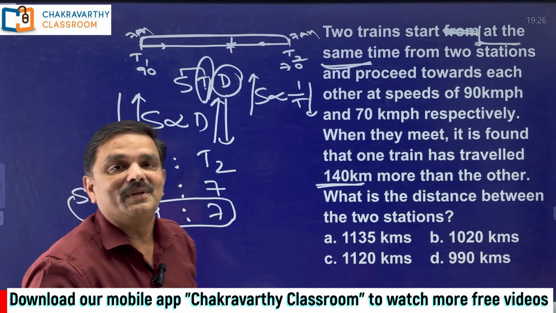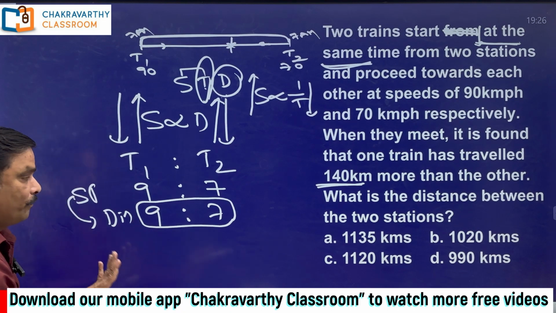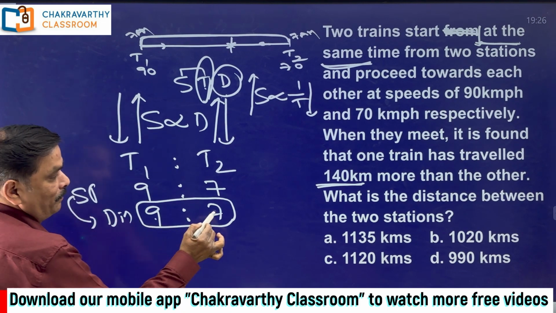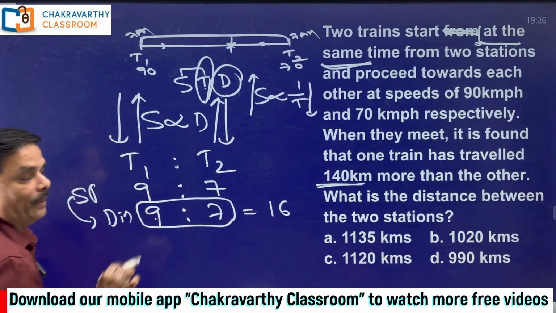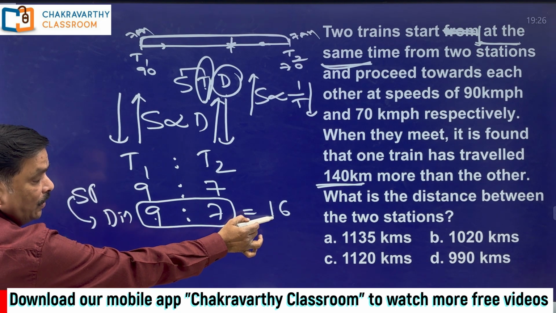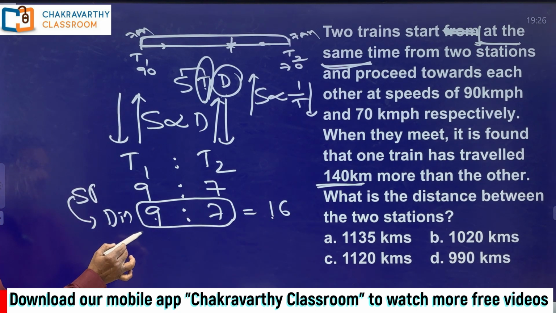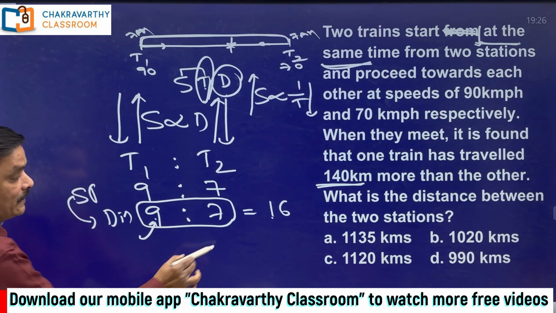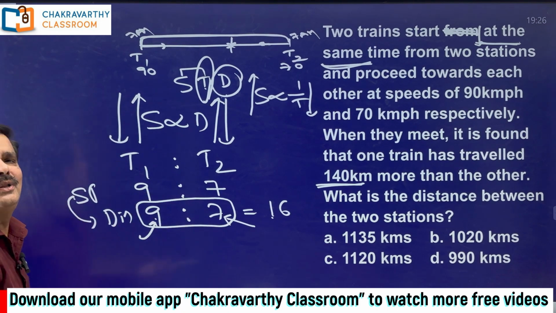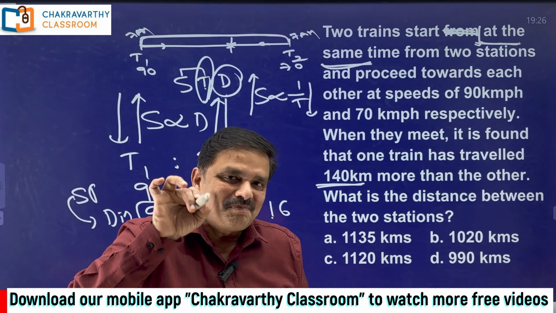What's the meaning of this one? The very meaning of this one is, if the total distance is 9 plus 7, 16 kilometers, out of these 16 kilometers, the first train traveled for 9 kilometers, second traveled for 7. That's all. How simple this one.